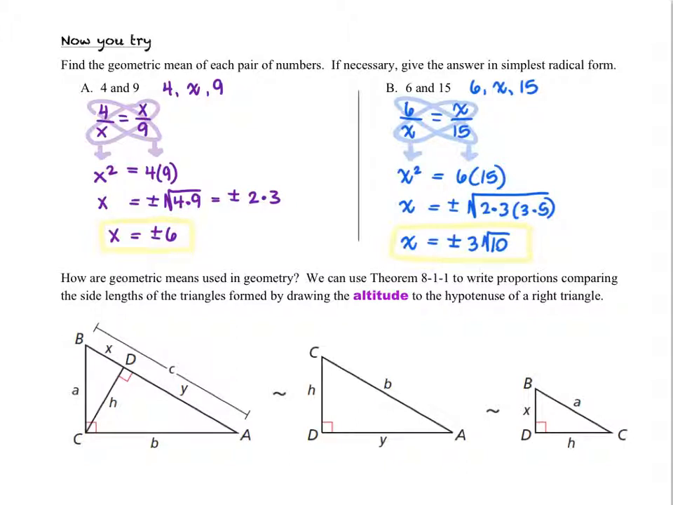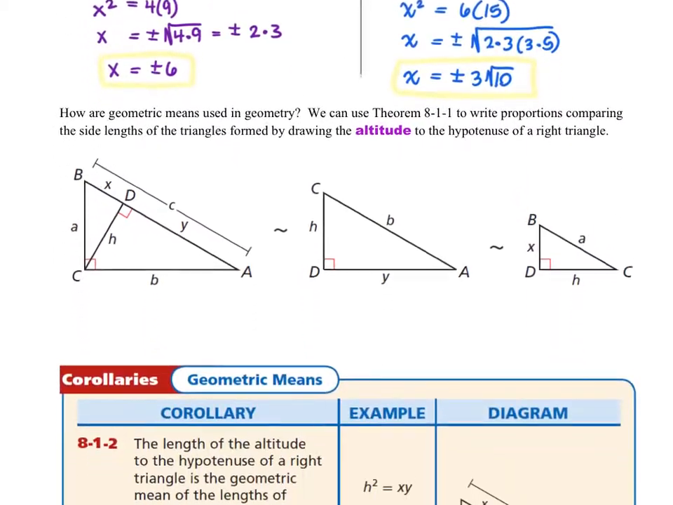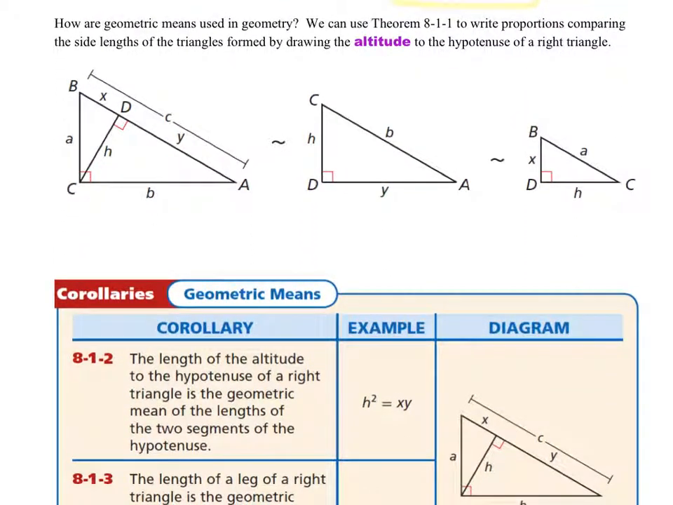All right, let's see how geometric means are used in geometry. We can use Theorem 8-1-1 to write proportions comparing the side lengths of the triangles that are formed by drawing the altitude to the hypotenuse of a right triangle. So you can see that we're starting out here with the large triangle, triangle ABC. We've drawn the altitude, segment CD, from the right angle to the hypotenuse, splitting the hypotenuse into two lengths, X and Y.